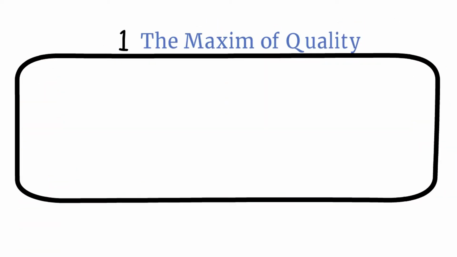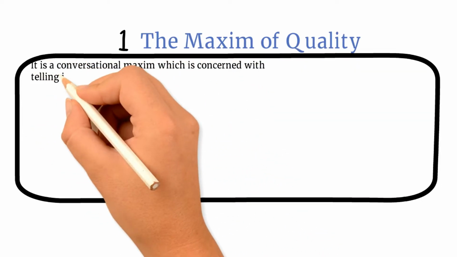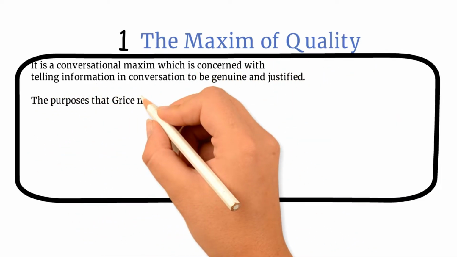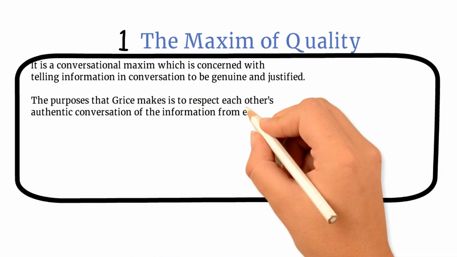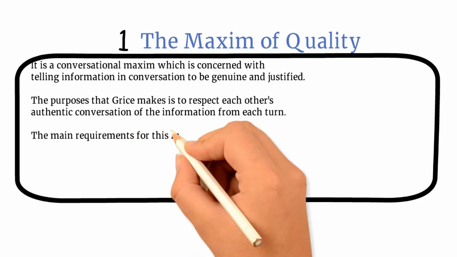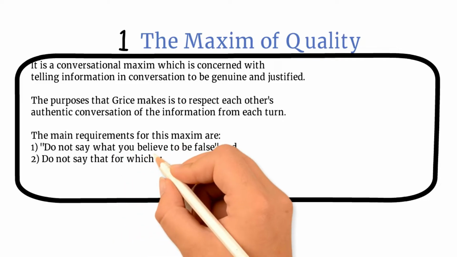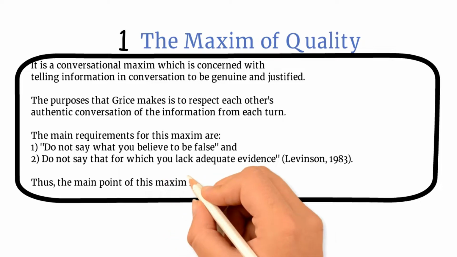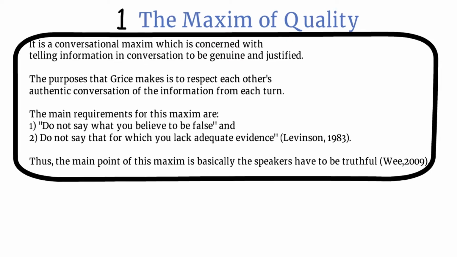First one is the maxim of quality. It is a conversational maxim which is concerned with telling information in conversation to be genuine and justified. The purpose that Grice makes is to respect each other's authentic conversation of the information from each turn. The main requirements for this maxim are: the first one is, do not say what you believe to be false, and the second one is, do not say that for which you lack adequate evidence. Thus, the main point of this maxim is basically the speakers have to be truthful.